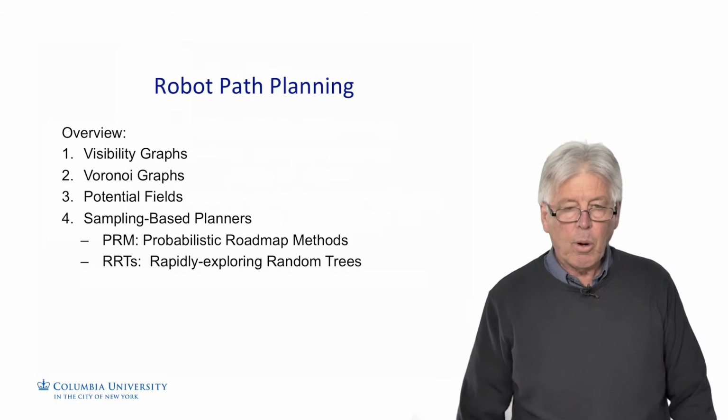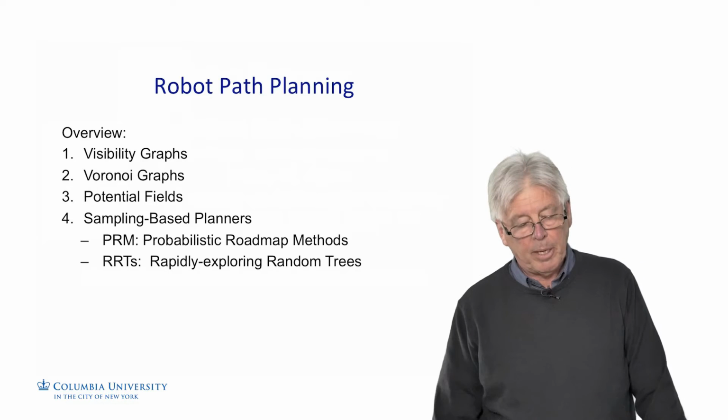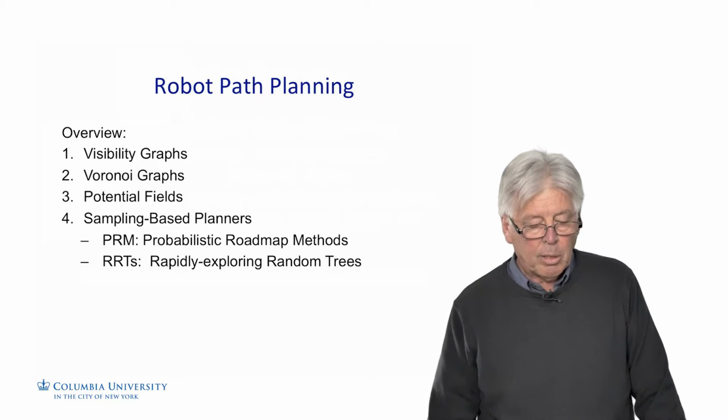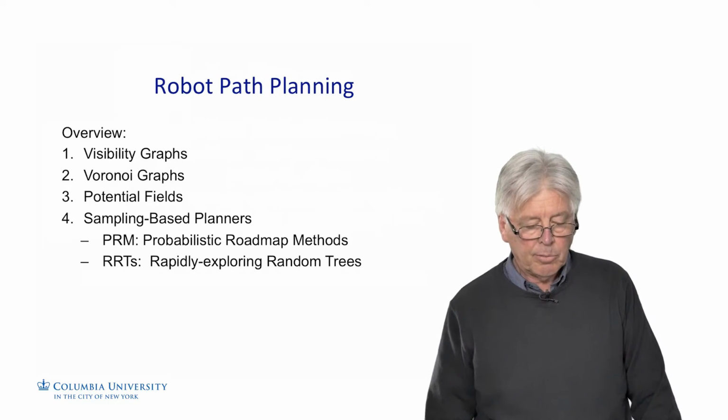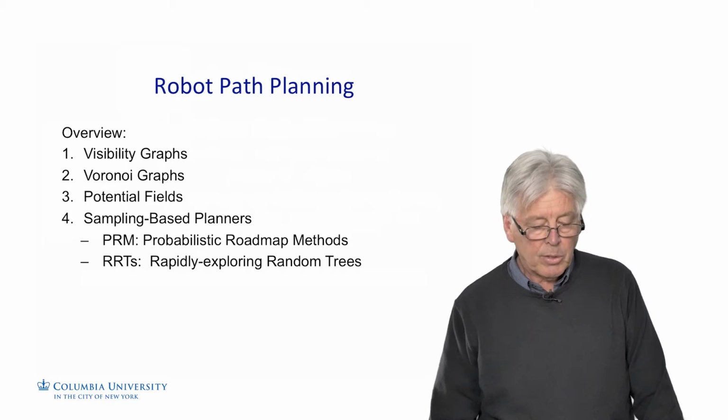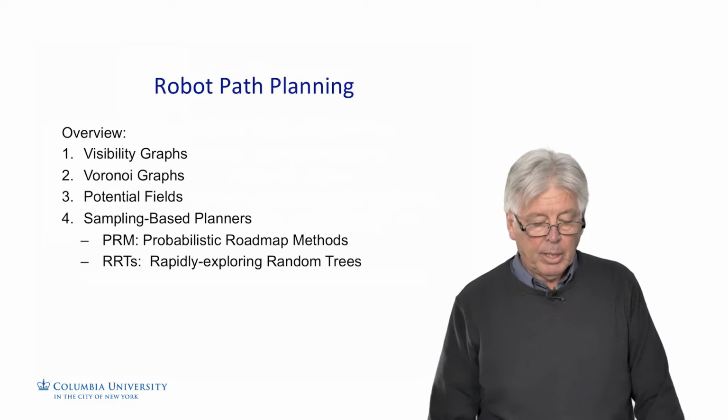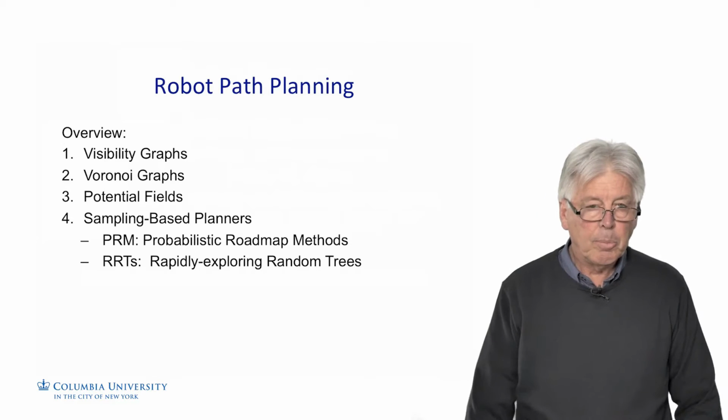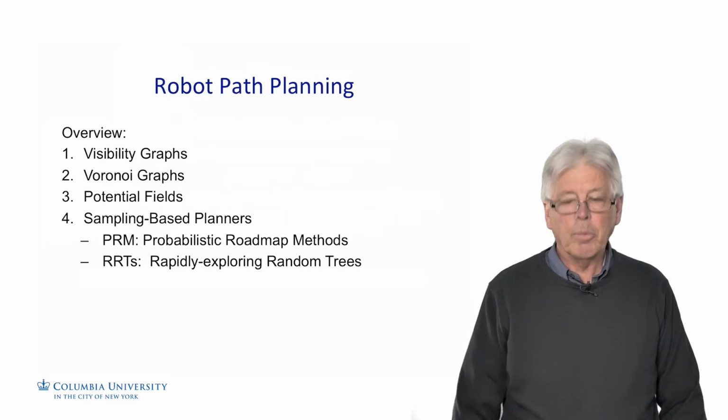So let's get an overview of what we're going to talk about today in robot path planning. We're going to talk about visibility graphs, Voronoi graphs, potential fields, and sampling-based methods. And the sampling-based planners include PRMs and RRTs, and we'll talk more about them as we go along.